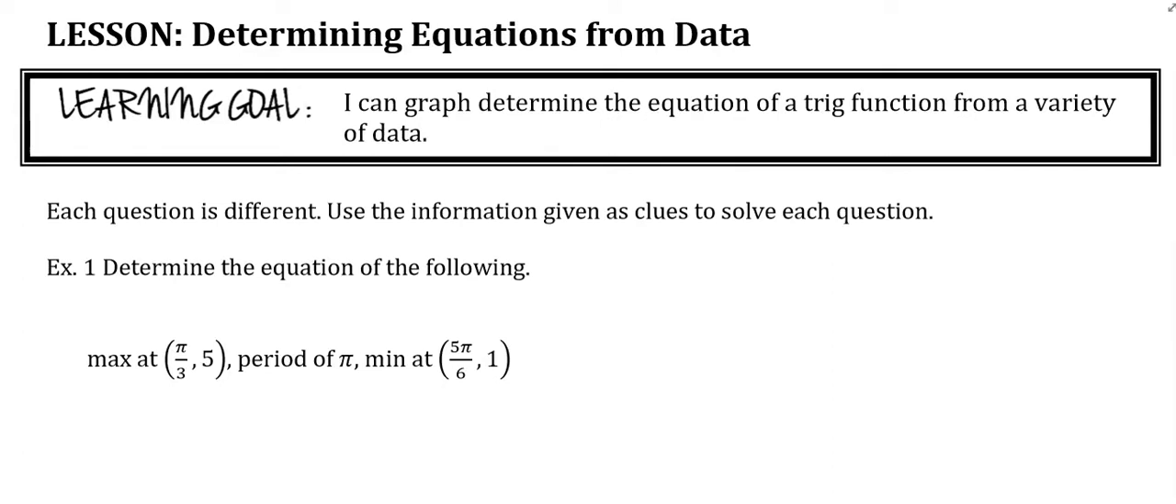So what we're doing today, determining equations from data, is related in some ways to determining equations from a graph, except we're not given an entire graph. We're given, in this case, a couple of points and the period. And you could maybe kind of graph it from that. Like, well, you could, because you can come up with the equation from it. But you know what I mean? Like you could sketch part of it, and that might be a really great strategy: sketch what you know.